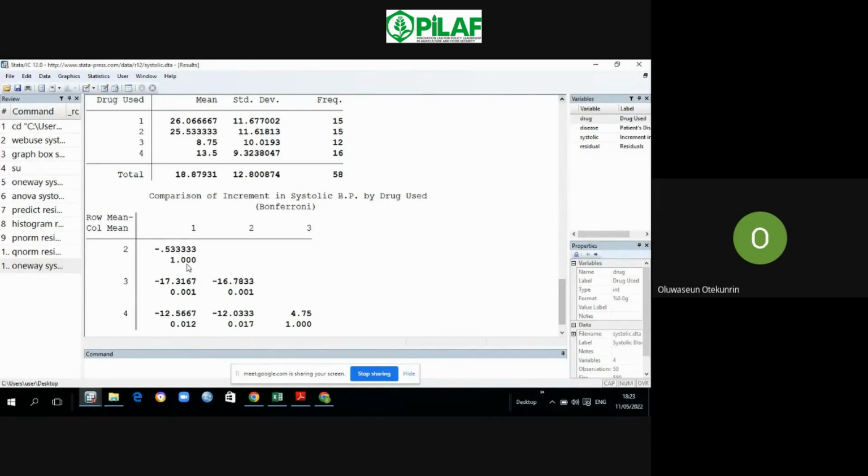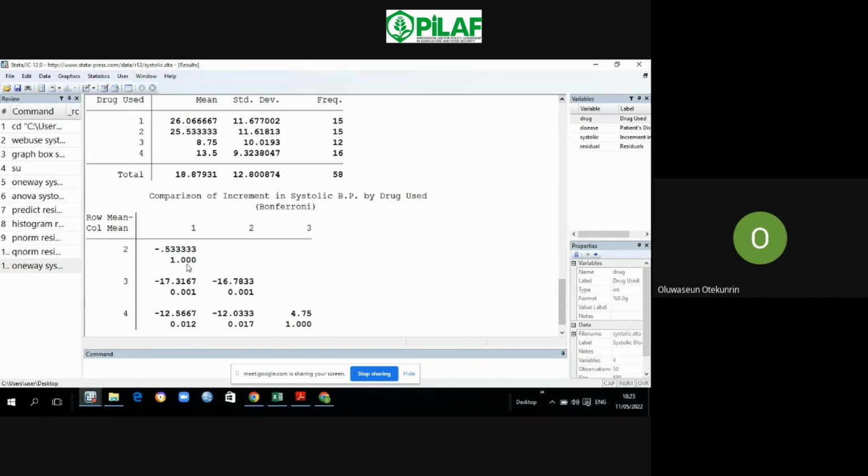So that group 4, that drug 4 is lower than drug what? The positive sign that you see there means that the row group, that is drug 4, is higher. You can see that 13.5 is higher than the column. What is the column? 3. That is, 8.75 is higher. But in this case, it's not significant.